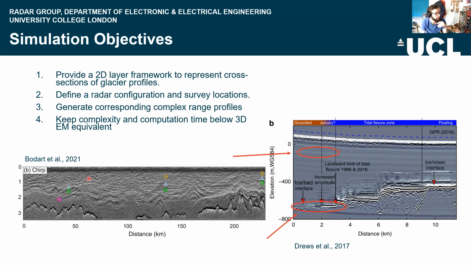So that was one of the key things that we wanted to be able to introduce, is to represent these layers, whether that's just the surface, the bed, and maybe some internal layers that can arise from changes in density, acidity, etc. within the ice. The next thing we want to be able to do is define our radar parameters.